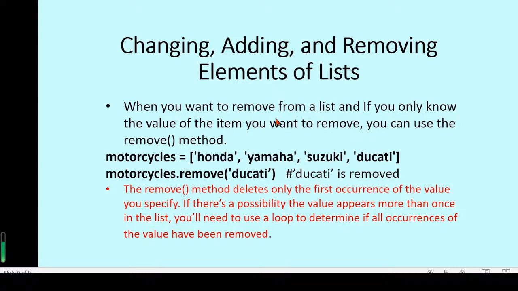When you want to remove an item from a list and you know the value of the item you want to remove, you can use the remove method. So this is a list with 4 motorcycles. If we want to remove the item with this value, we can use motorcycle.remove Ducati. So Ducati is removed, but note the remove method deletes only the first occurrence of the value you specify. If there is a possibility the value appears more than once in the list, you will need to use a loop to determine if all occurrences of the value have been removed.